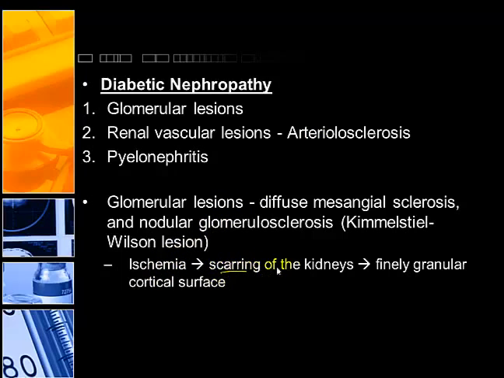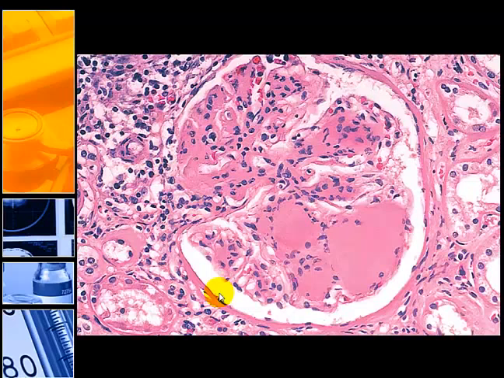There will be scarring of the kidneys, and you have a finely granular cortical surface. If you try to remove the capsule from the kidney, which is normally very easy to remove, and it is having all this scarring over it, it is very difficult to strip that capsule off the cortical surfaces of the kidney.